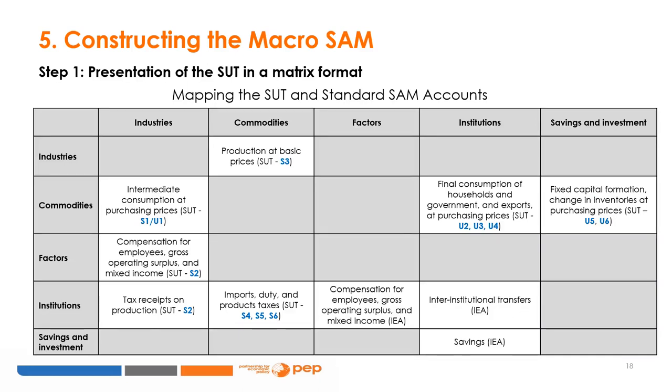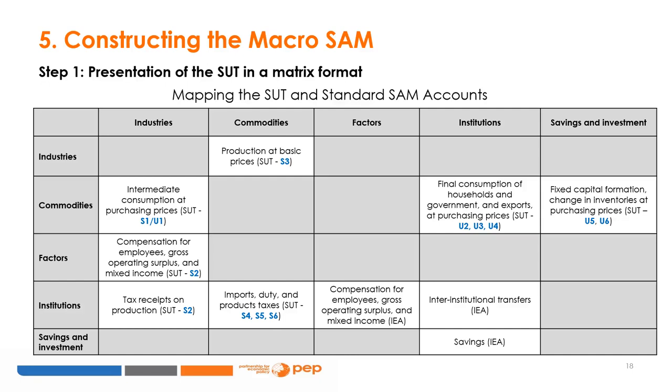Information found in a SAM is primarily provided by the supply and use tables, SUTs. The SUTs provide the production at basic prices from industries, S3, which include intermediate consumption of goods and services at purchasing prices, U1, factor payments, for example, compensation of employees, operating surplus, and mixed incomes, U2, and taxes and subsidies on production, U3. The SUTs provide the supply of goods and services at purchasing prices, which includes domestic supplies at basic prices, S3, imports at basic prices, margins and taxes, duties, and subsidies on products, S4, S5, and S6.